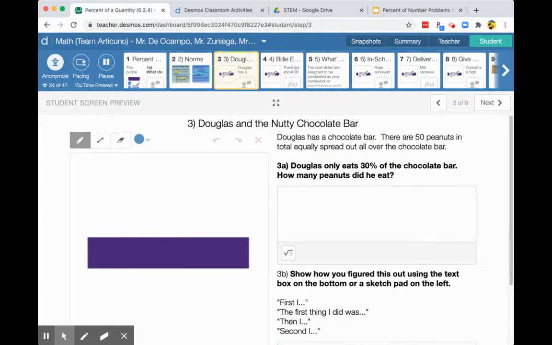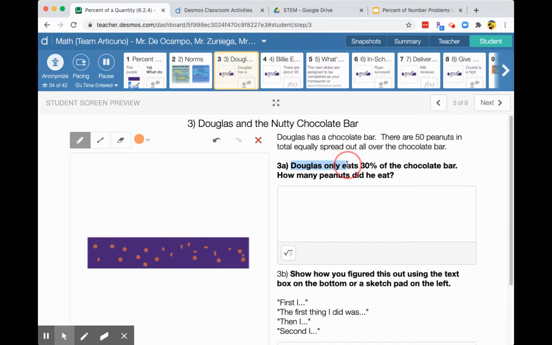I'll go ahead and read number 3 to you. Douglas and the Nutty Chocolate Bar. Douglas has a chocolate bar, and you can imagine this purple rectangle as our chocolate bar. There are 50 peanuts in total, equally spread out all over the chocolate bar. So imagine that there's peanuts all over here, spread out evenly, and there are 50 of these peanuts, okay?